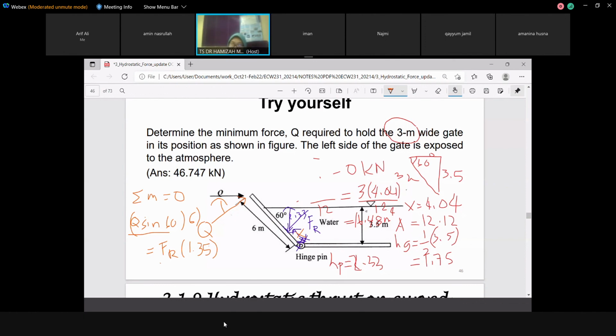So, you get Q, which is a bit off from the answer. Q is 54.08. Okay, if Q is like this in the question, the actual moment of Q to hold the gate is perpendicular to the gate actually. So there is an error in that question.